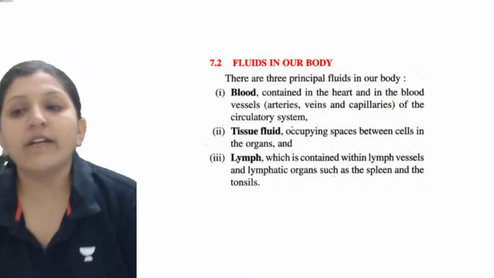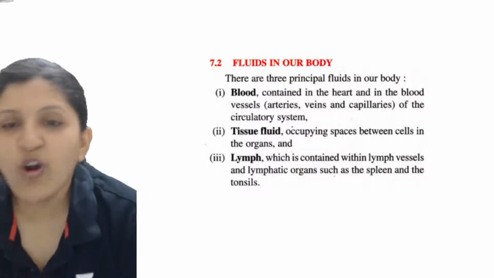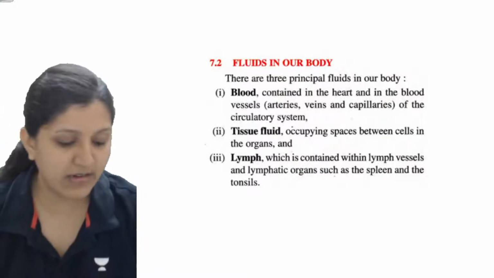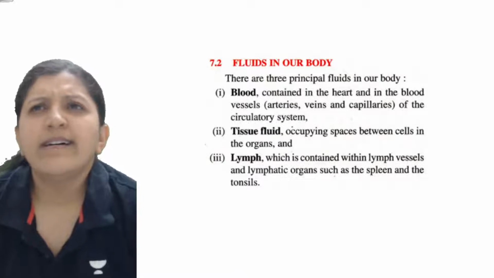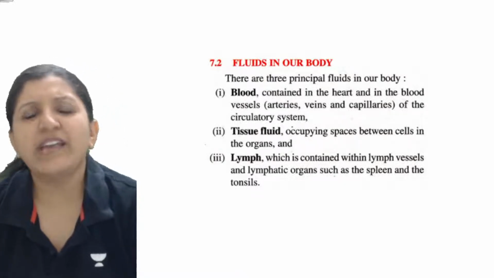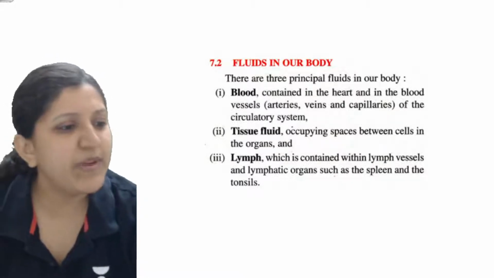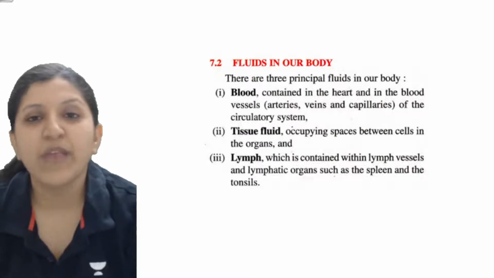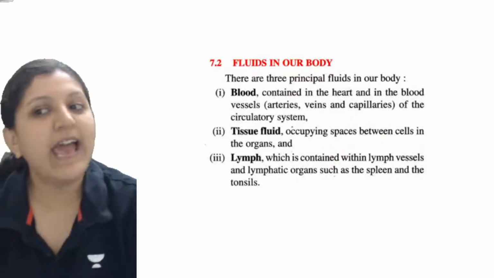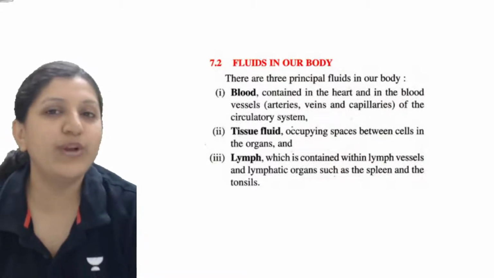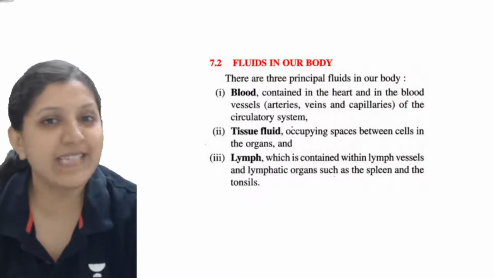So there are three principal fluids in our body. One is blood. What exactly does blood have? Blood is basically a straw colored fluid in which you can find some cellular elements suspended. Mainly the cellular components are the RBCs, WBCs, and also the platelets. Along with that there is a straw colored fluid which consists of certain minerals and certain proteins. That is nothing but the plasma.